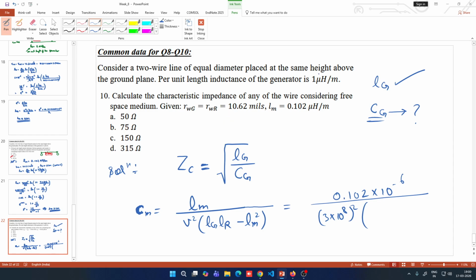Lg is the same as Lr, so 10 to the power minus 6 into 10 to the power minus 6 will become 10 to the power minus 12, and we have to subtract Lm square, which is (0.102 into 10 to the power minus 6) whole square. When you solve this, Cm comes out to be 1.145. I'm directly writing the final answer, you can calculate it: 1.145 picofarad per meter.